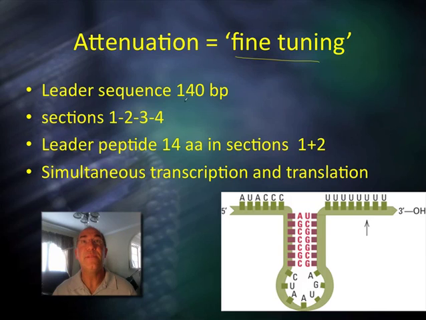And this leader sequence is 140 base pairs in length, and is actually divided into 4 sections we call 1, 2, 3, and 4. The leader peptide that we just saw in the previous slide, which is 14 amino acids long, covers sections 1 and 2. And how this works is that here are sections 1, 2, 3, and 4, and the leader peptide is right in here.